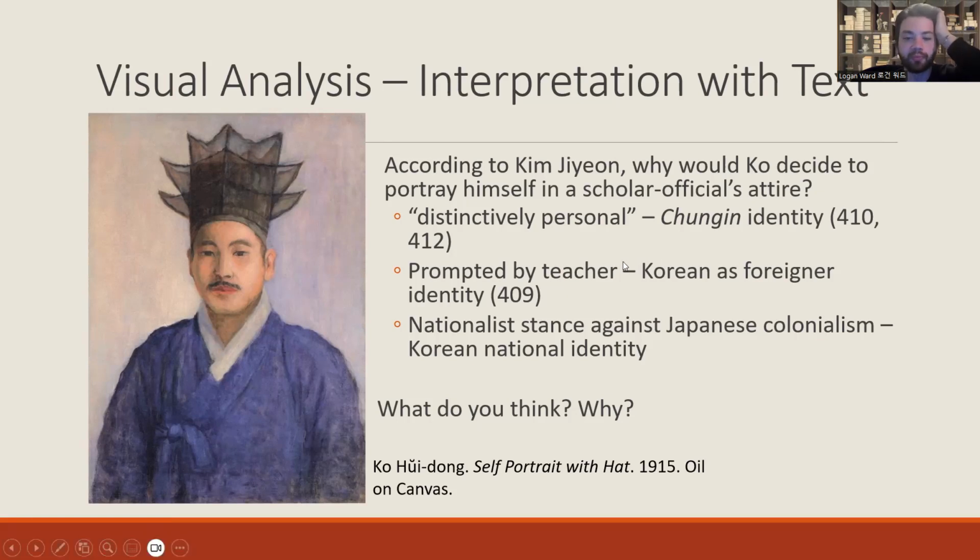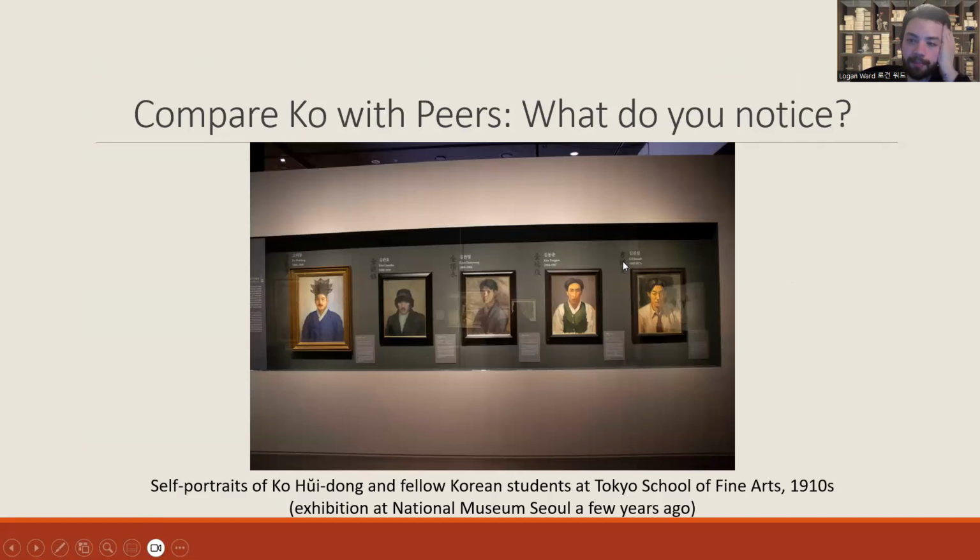Exactly. So the reason people are really obsessed with his portrait is because of this. These were other students at the time. These were their portraits. What do you notice about Ko Hee-dong's portrait? What do you notice? It stands out. Why does it stand out? So it's very bright. Yes, it's very tall. He's not in a Western style outfit. He's not in Western modern clothing. Exactly.